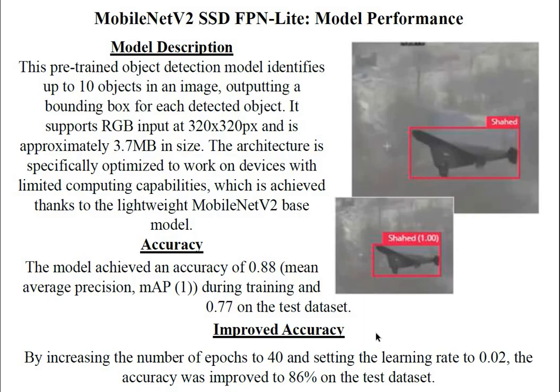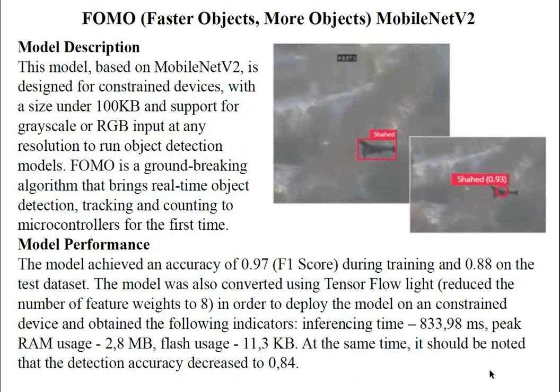We need to increase the number of epochs to 40 and set the learning rate to 0.02, and it allows us to improve accuracy to 86% on the test data set. So it's a more or less good result, but this is only the initial training of this model, and we started to study different abilities of this model. The next one is a faster object model, MobileNet version 2.